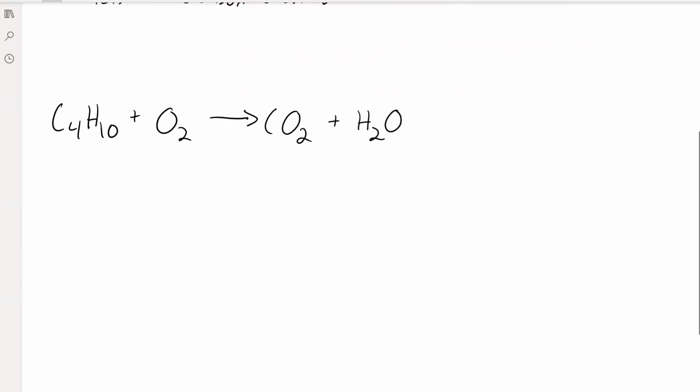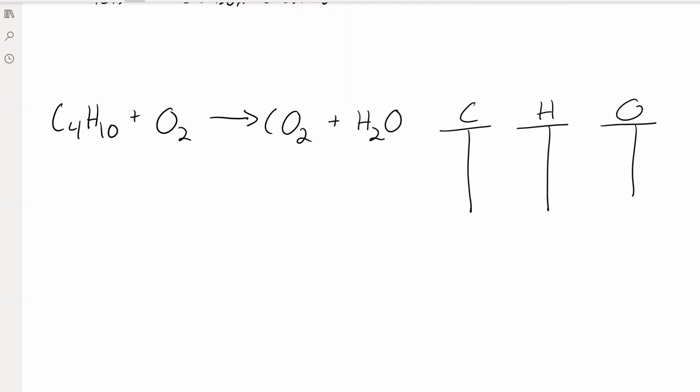And then we're going to see how many of each thing we have from the reactant side and the product side. So we have carbon, hydrogen, and oxygen. On the left side, we have C4, so 4 carbons. On the right side, we only have 1 CO2, so only 1 carbon. On the left side, C4H10 gives 10 hydrogens. On the right side, we've only got 1 H2O, so only 2 hydrogens. Oxygens on the left side, we've got an O2. On the right side, we've got 2 from here and 1 from here, for a total of 3. So now we can see that none of the 3 elements are balanced.